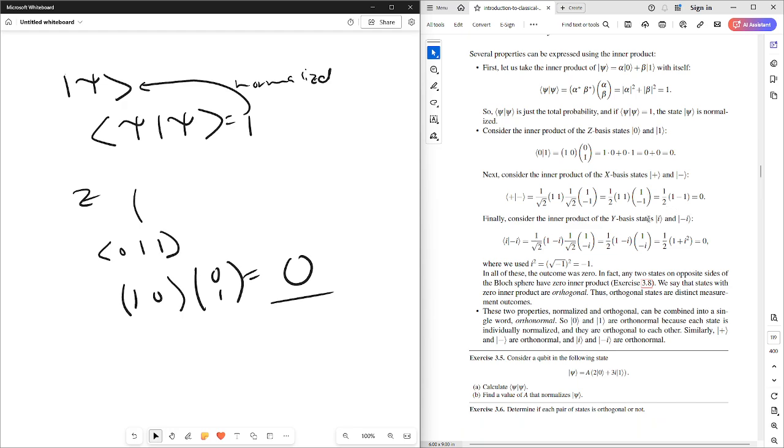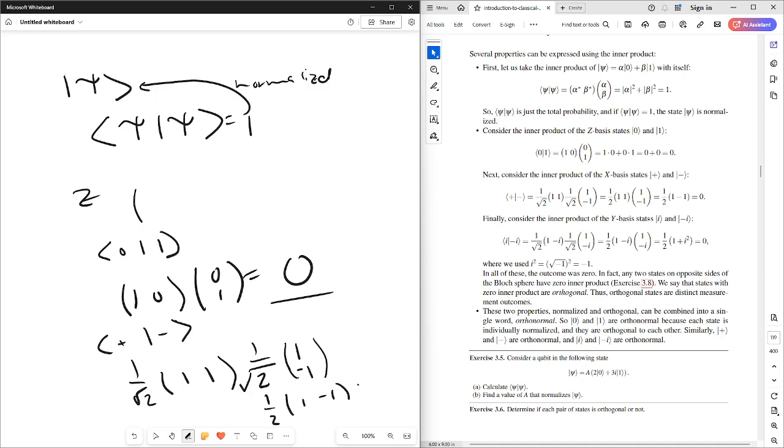Okay. So we look at the inner product of plus and minus. 1 over square root of 2, 1, 1, its conjugate transpose, times 1 over square root of 2, 1 and negative 1, equals 1/2 times 1 minus 1, which equals 0.